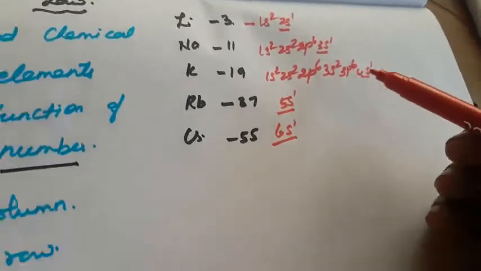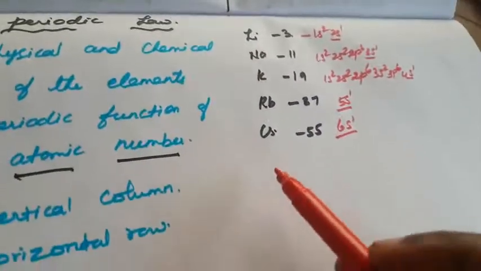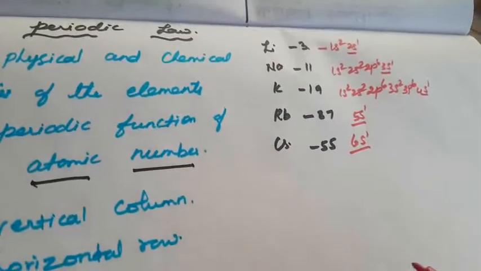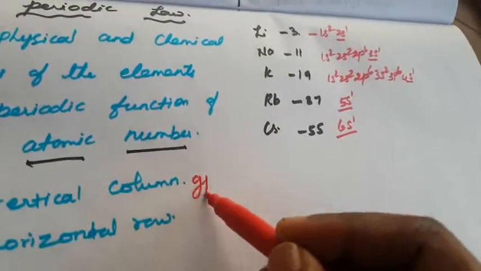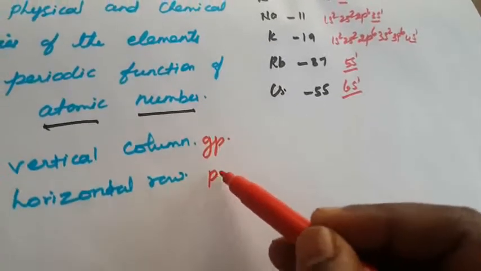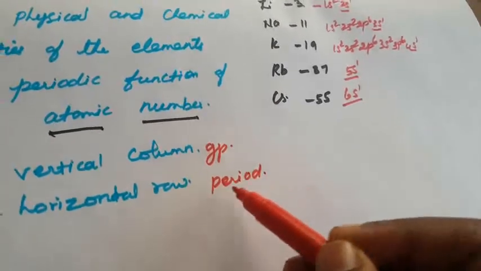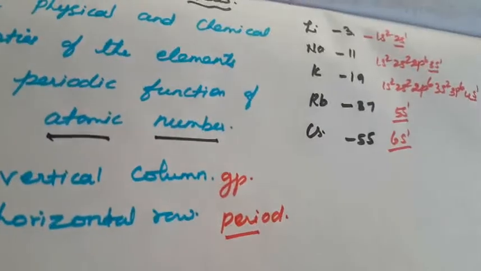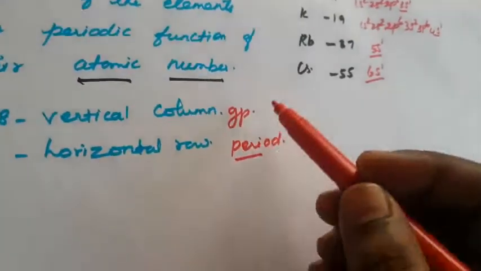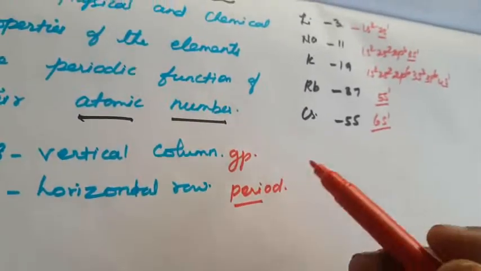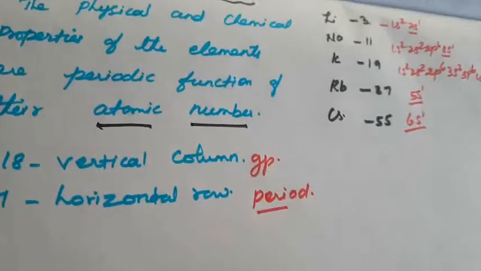Another point: there are 18 vertical columns and the horizontal rows. The vertical column is called a group. The horizontal row is called a period. There are 7 horizontal rows, called periods, and the vertical columns are called groups. This is the modern periodic table.